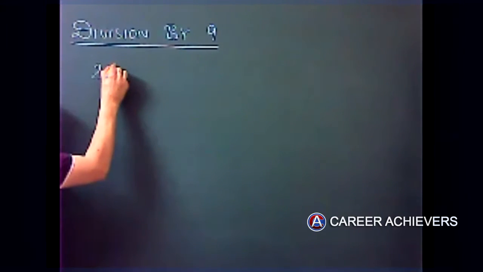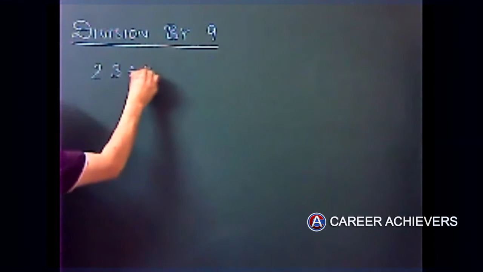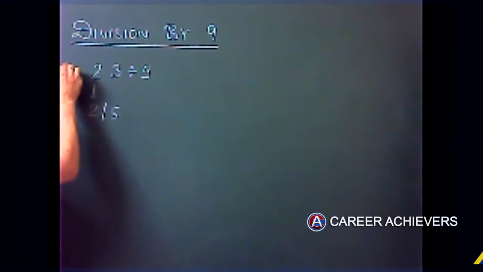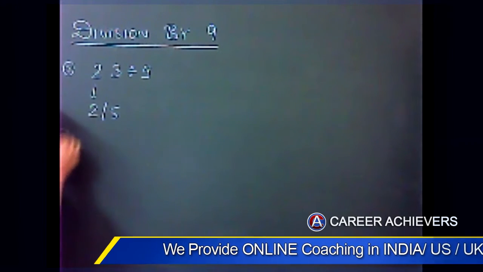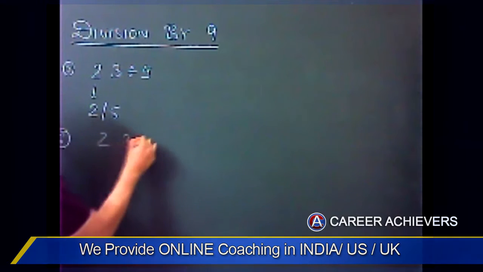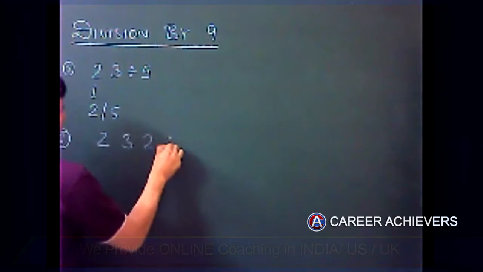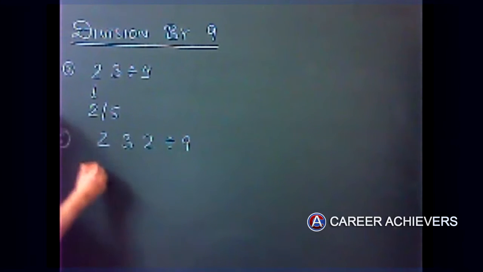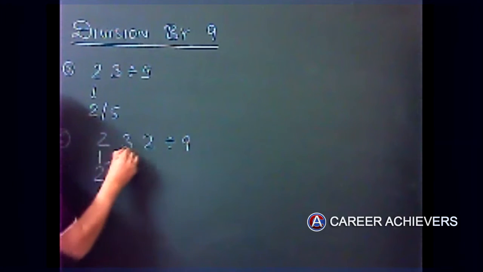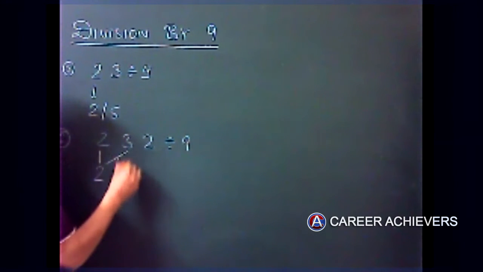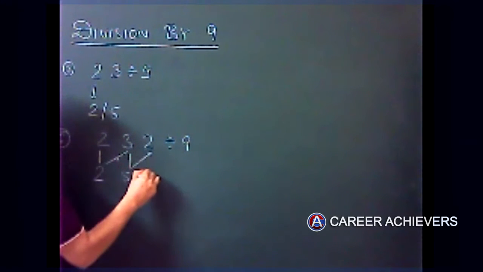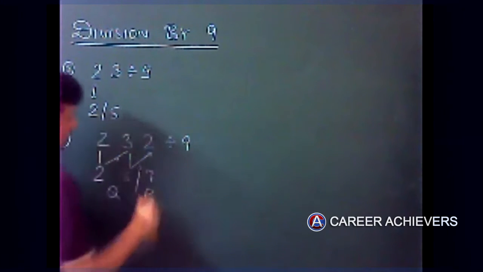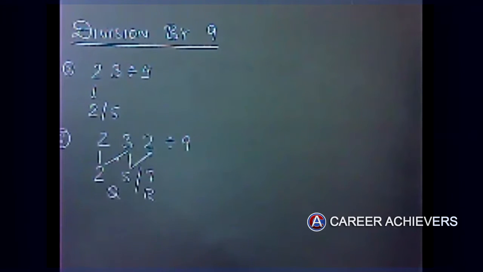23 divided by 9. So 2 and 5. Now what if the number is a 3-digit number? 232 divided by 9. So I will write 2, then 2 plus 3, 5, and then 5 plus 2, 7. So 25 is the quotient and 7 is the remainder.